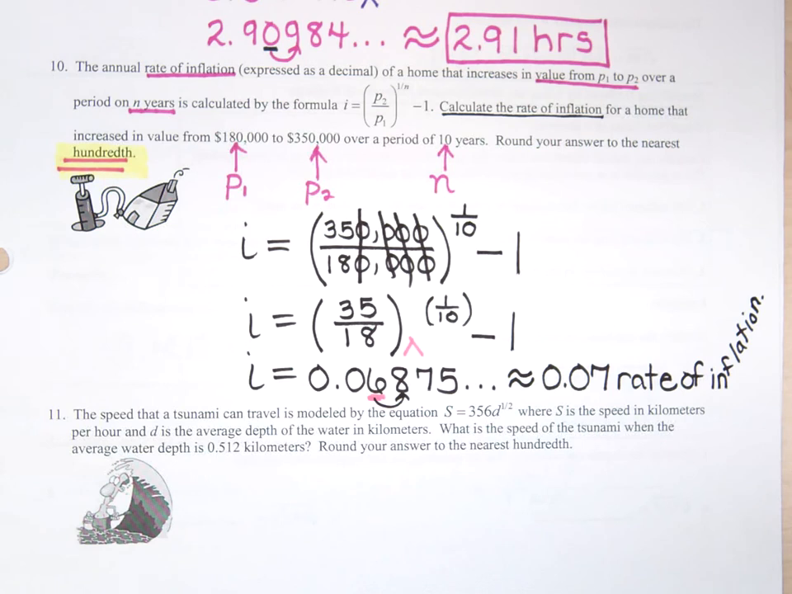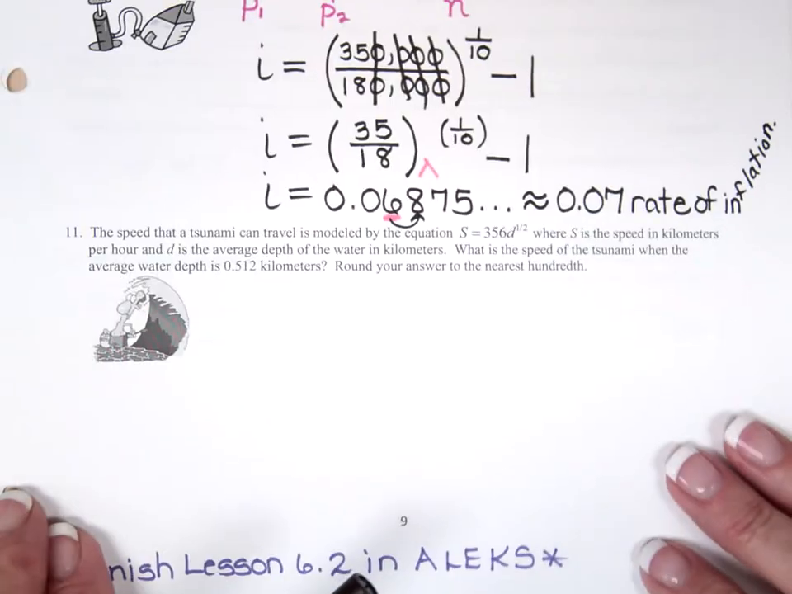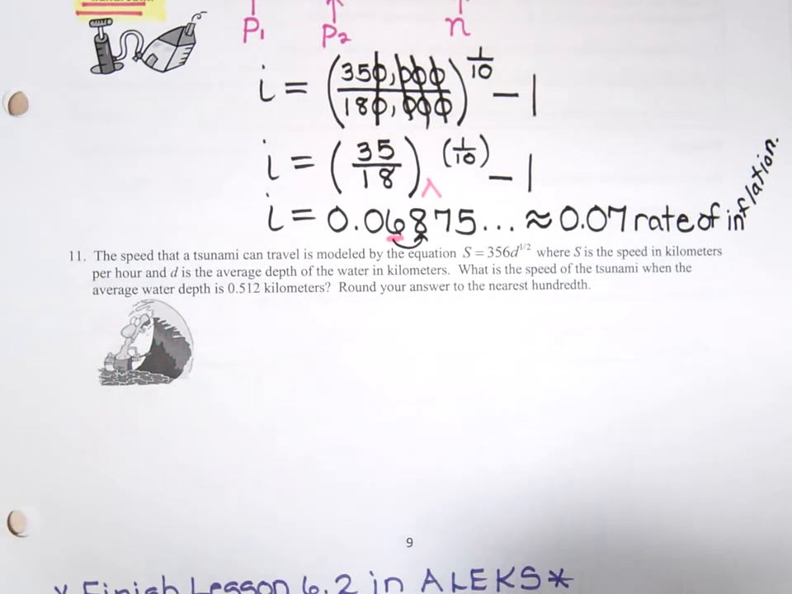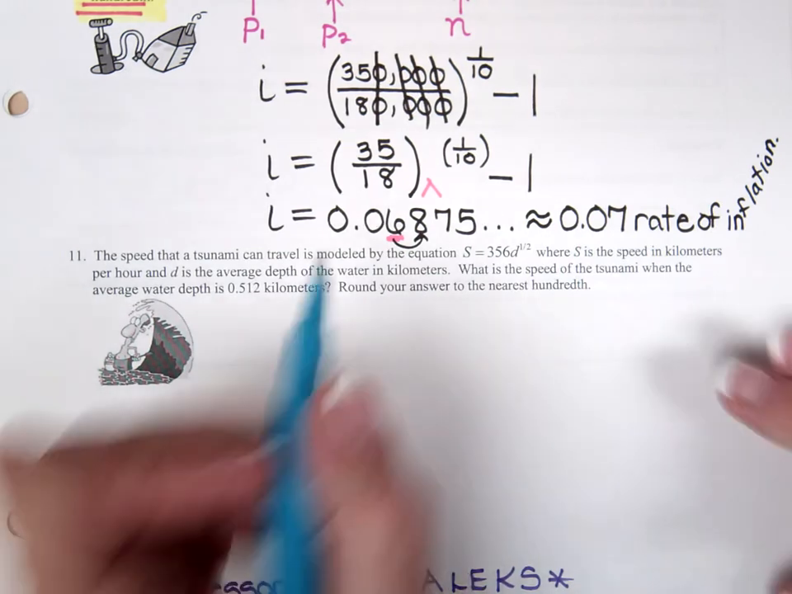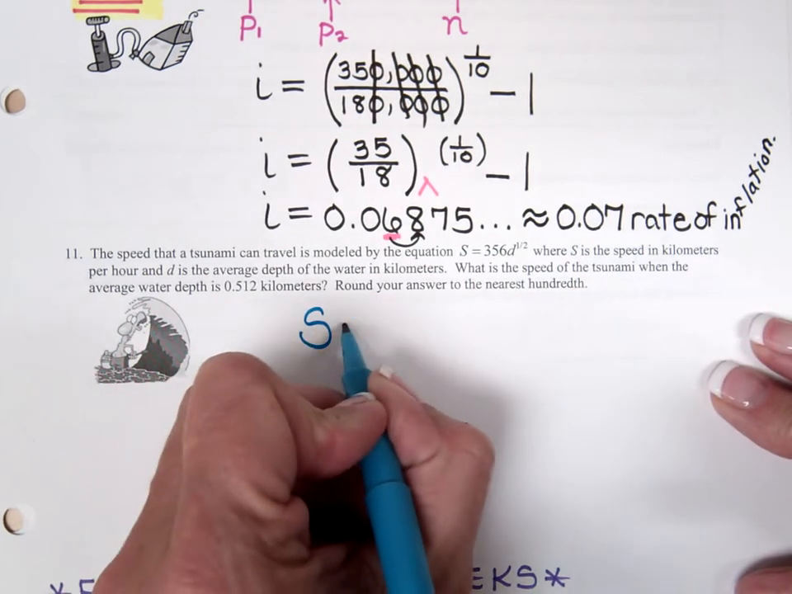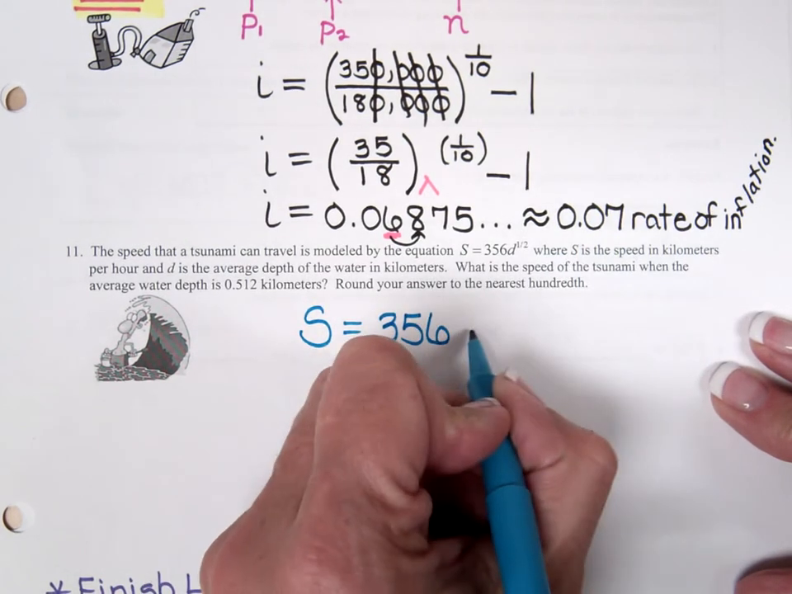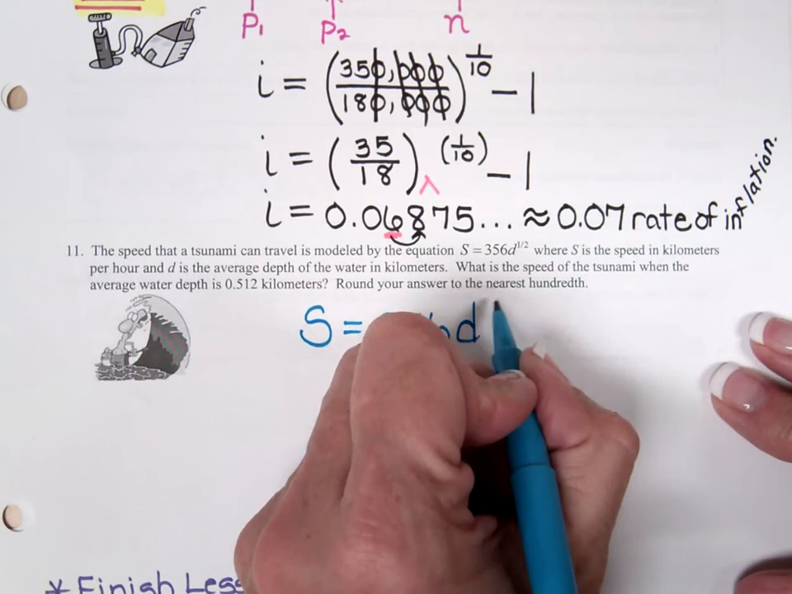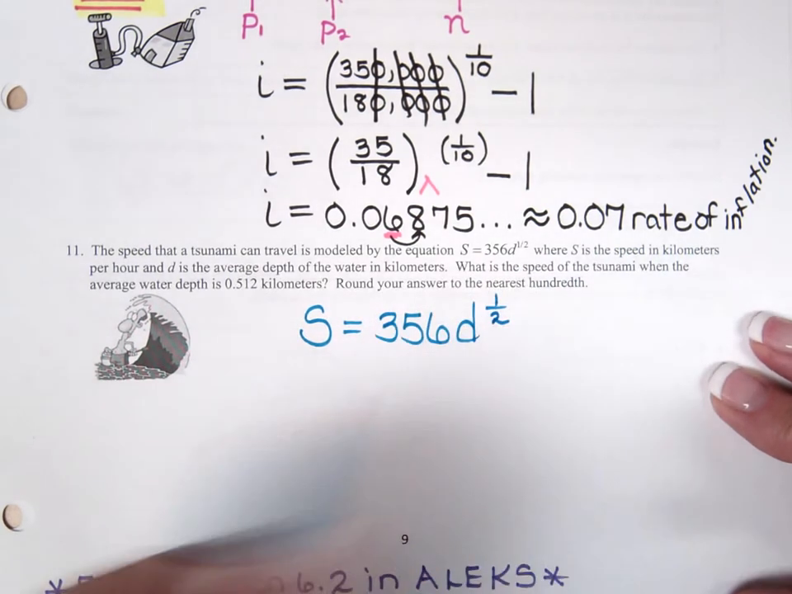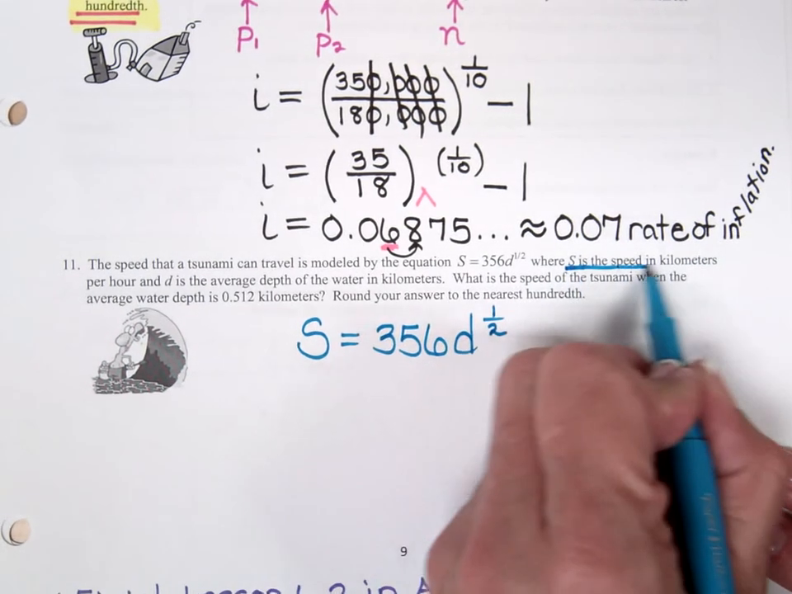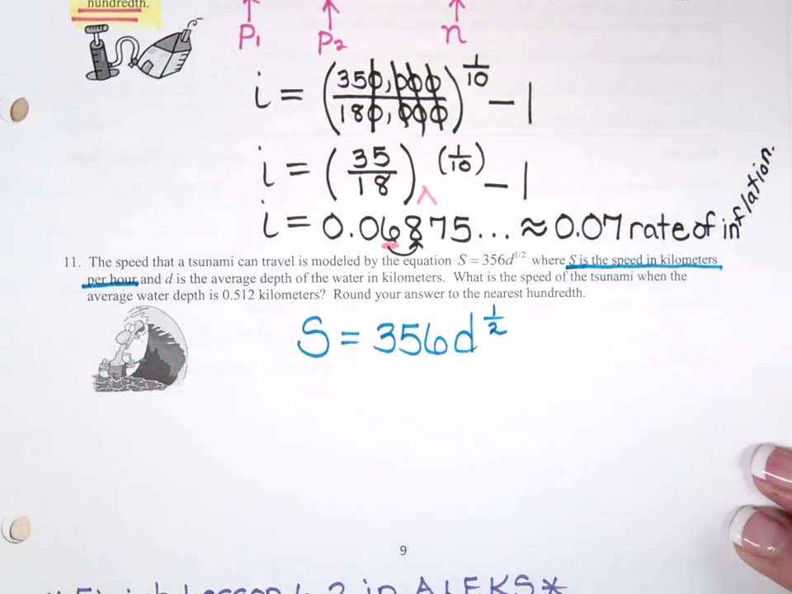So, the speed that a tsunami can travel is modeled by this equation. So let's go ahead and write the equation. S equals 356 d to the 1/2. S is the speed in kilometers per hour. So if they give us a speed, we're going to put it in for S.